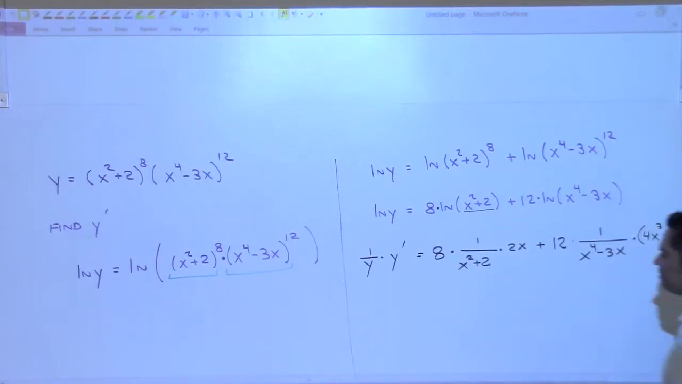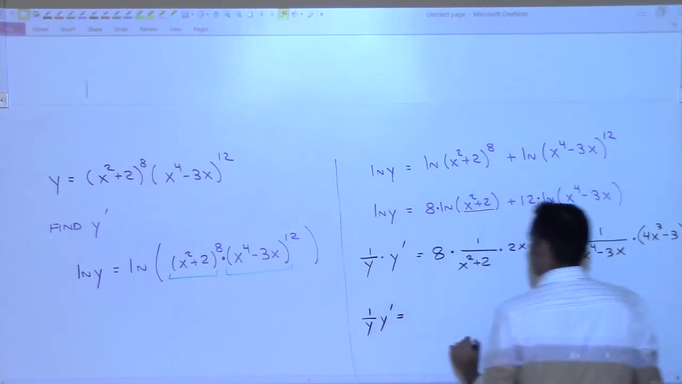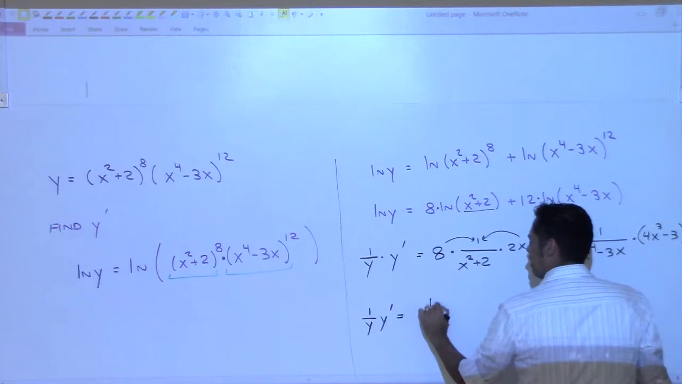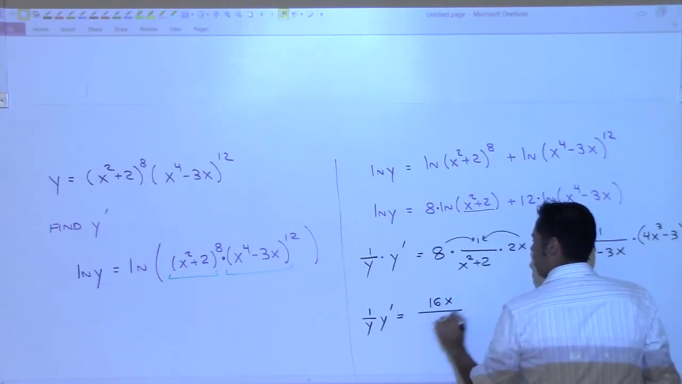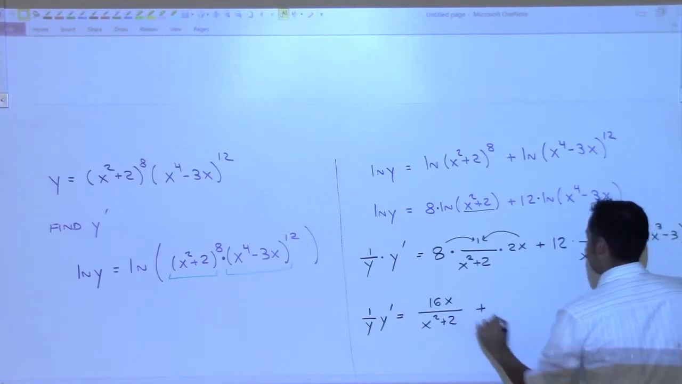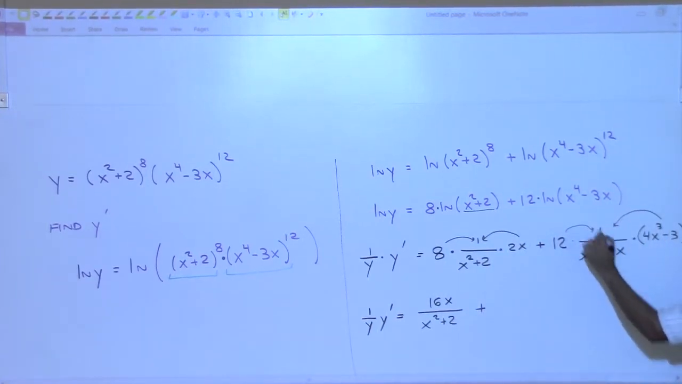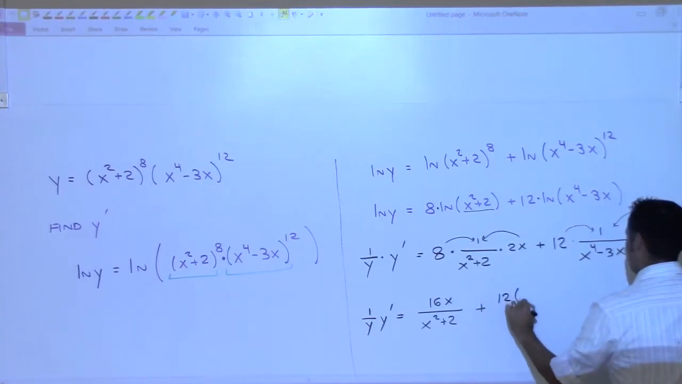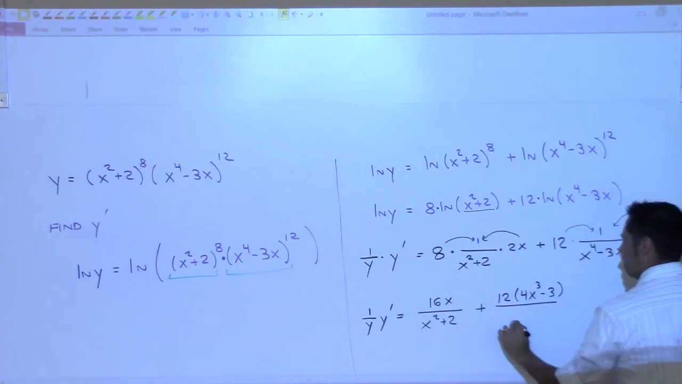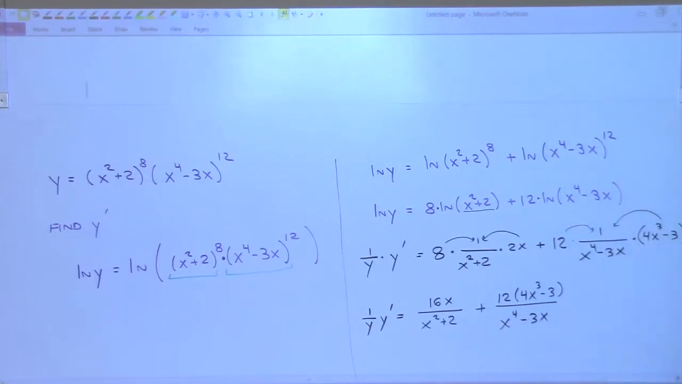So let's try and clean this up a little bit. 1 over y times y prime equals, I'm going to put the 2x on top of this, and I'm going to put the 8 there with it. So I'm going to get 16x over x squared plus 2. Plus, let's see here. I'll just put this up here, and I'll put the 12 up there with it. 12 times 4x cubed minus 3 over x to the 4th minus 3x. Any questions?